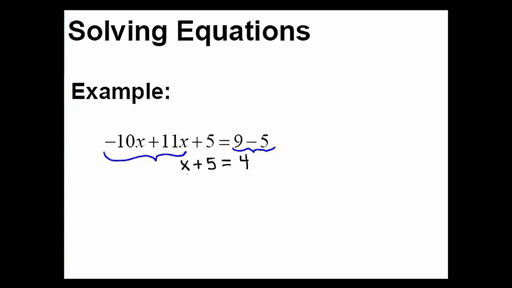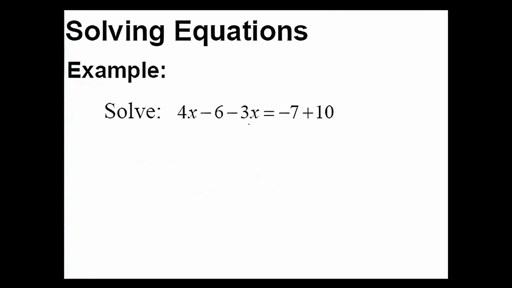Go on the side with the x, and you're going to take off the 5. The 5 is added, so we will take it away. Make sure you do it to both sides. Clean up. X equals a negative 1. Different sign, subtract, sign of the larger.